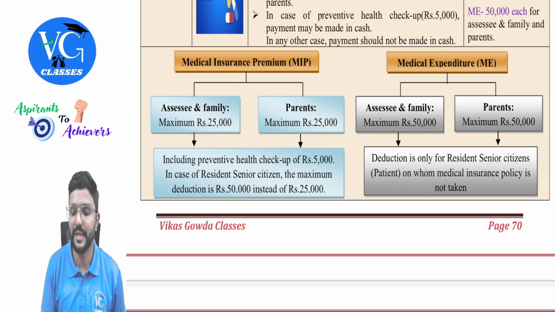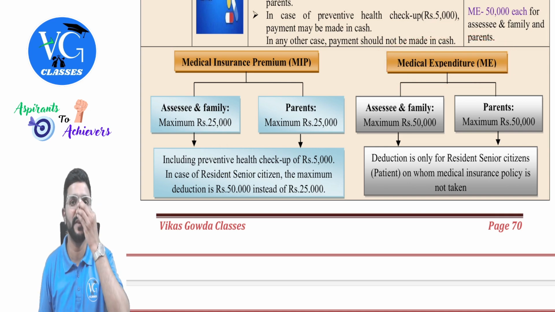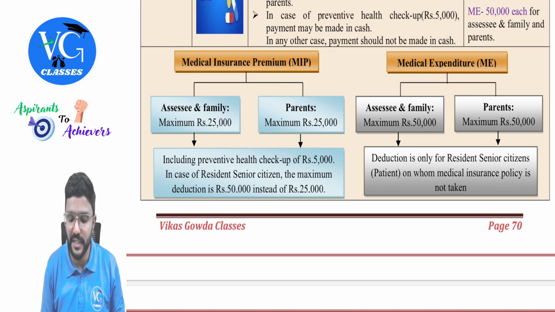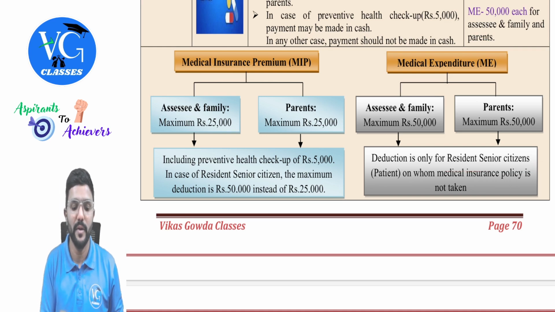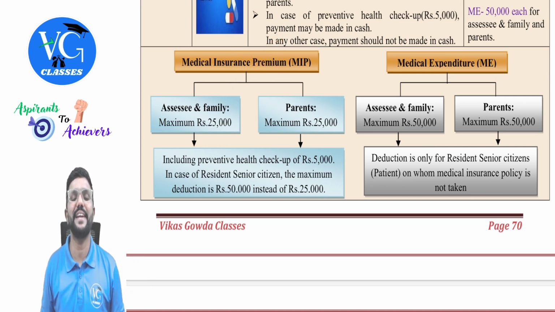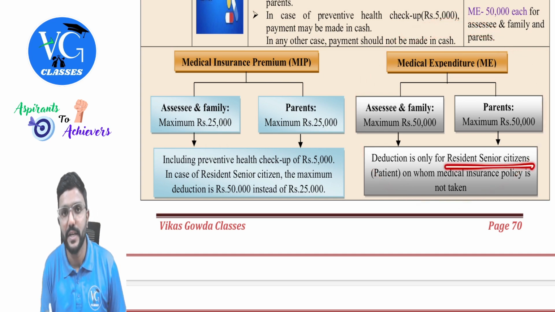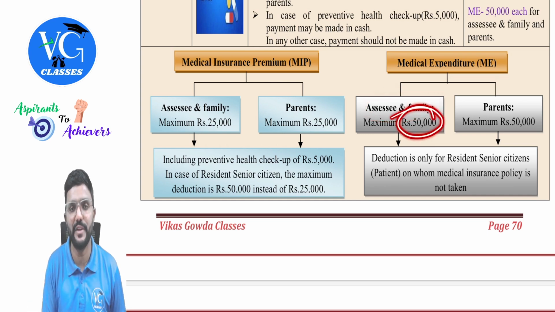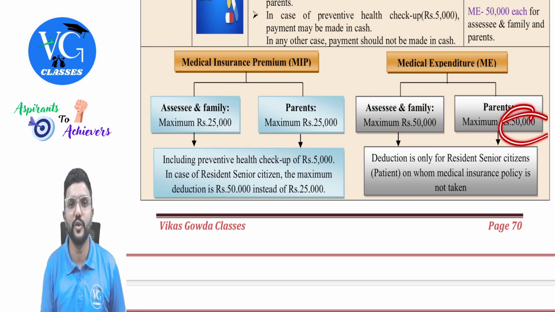Then coming to the second type of deduction covered under this section, which is medical expenditure. Medical expenditure is allowed as deduction only if a patient is a resident senior citizen in whose name policy is not there. Because if policy is there, the expenditure will be taken care of by whom? Insurance company. So here they are giving deduction for medical expenditure only if a patient is a resident senior citizen in whose name the medical insurance policy is not there. In that case, for assessee and family, maximum deduction is how much? 50,000 straight away. And for parents, both father and mother put together, it is 50,000.